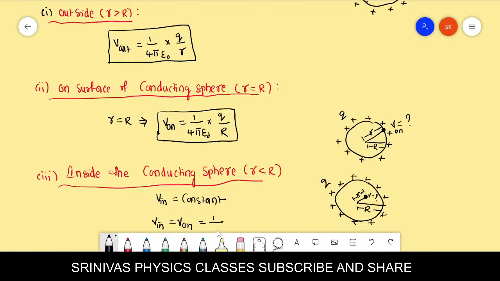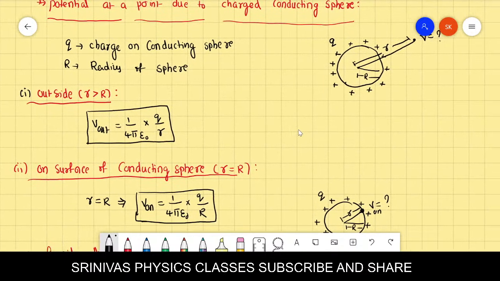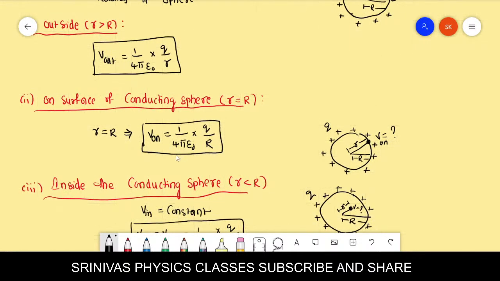And that formula is 1 by 4 pi epsilon naught into q by capital R. These formulas you should remember, and this we will use in future, right, in the capacitors topic. Okay, you should remember that potential outside, what is the formula for the conducting sphere, right? Outside from the q charge at a distance r, potential outside formula is 1 by 4 pi epsilon naught q by small r, outside distance we have to take. On surface means on surface distance we have to take, that is equal to radius of the sphere.